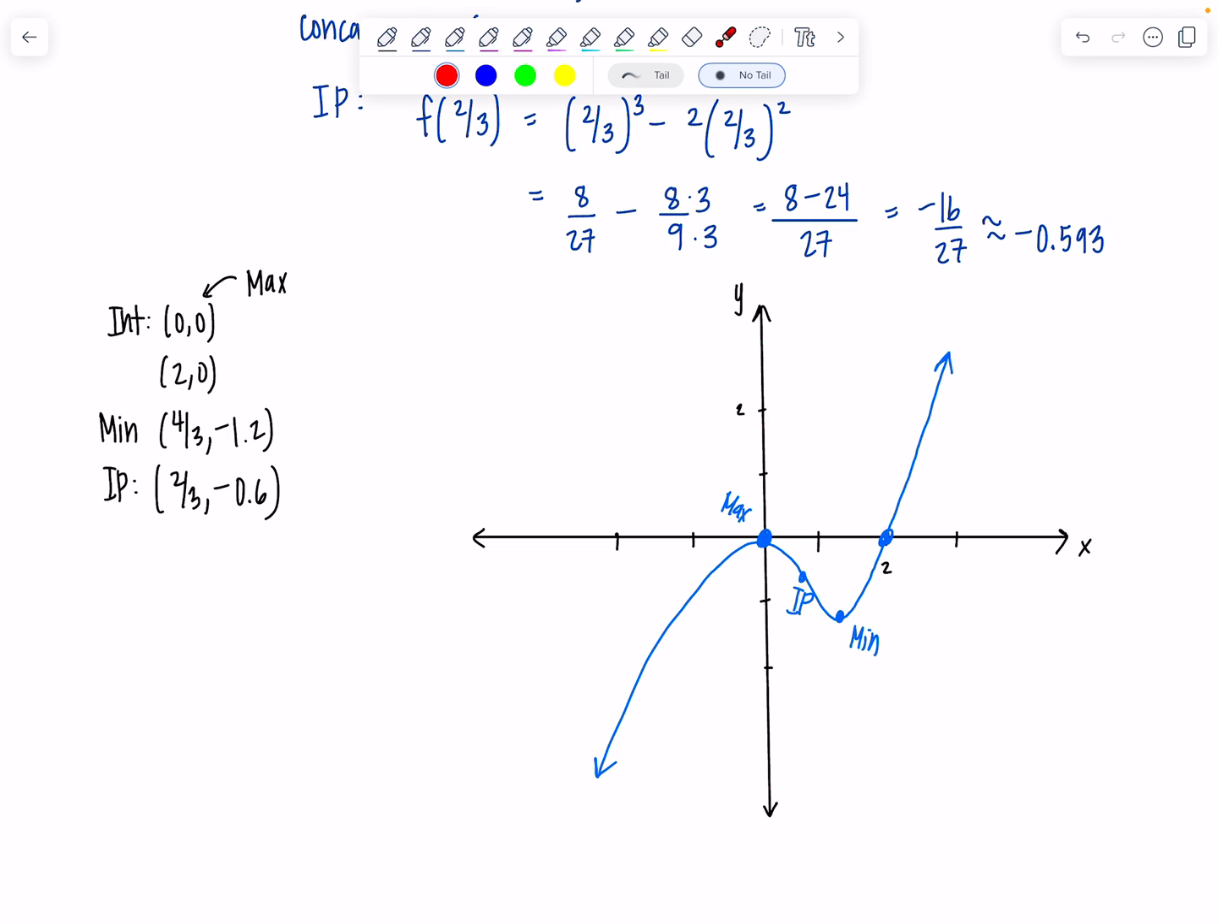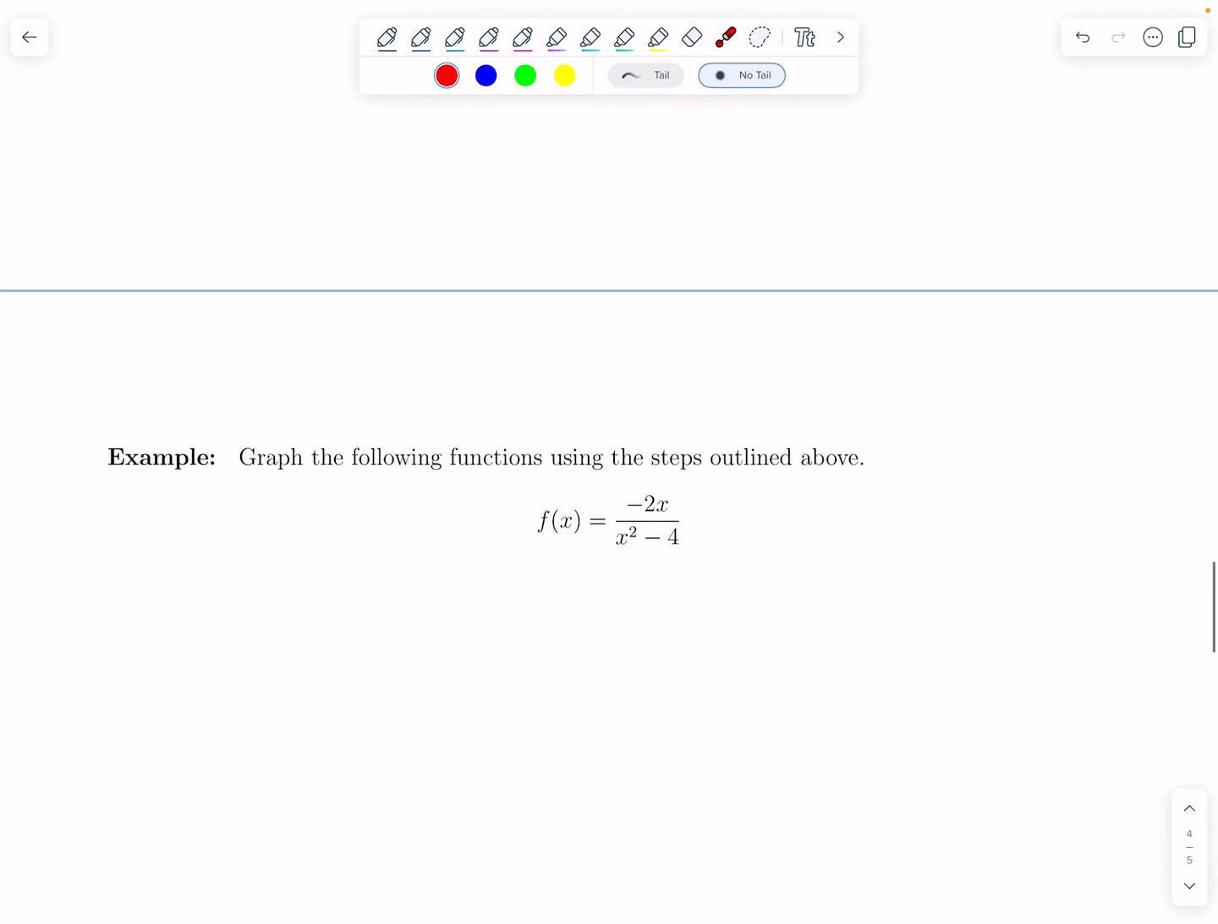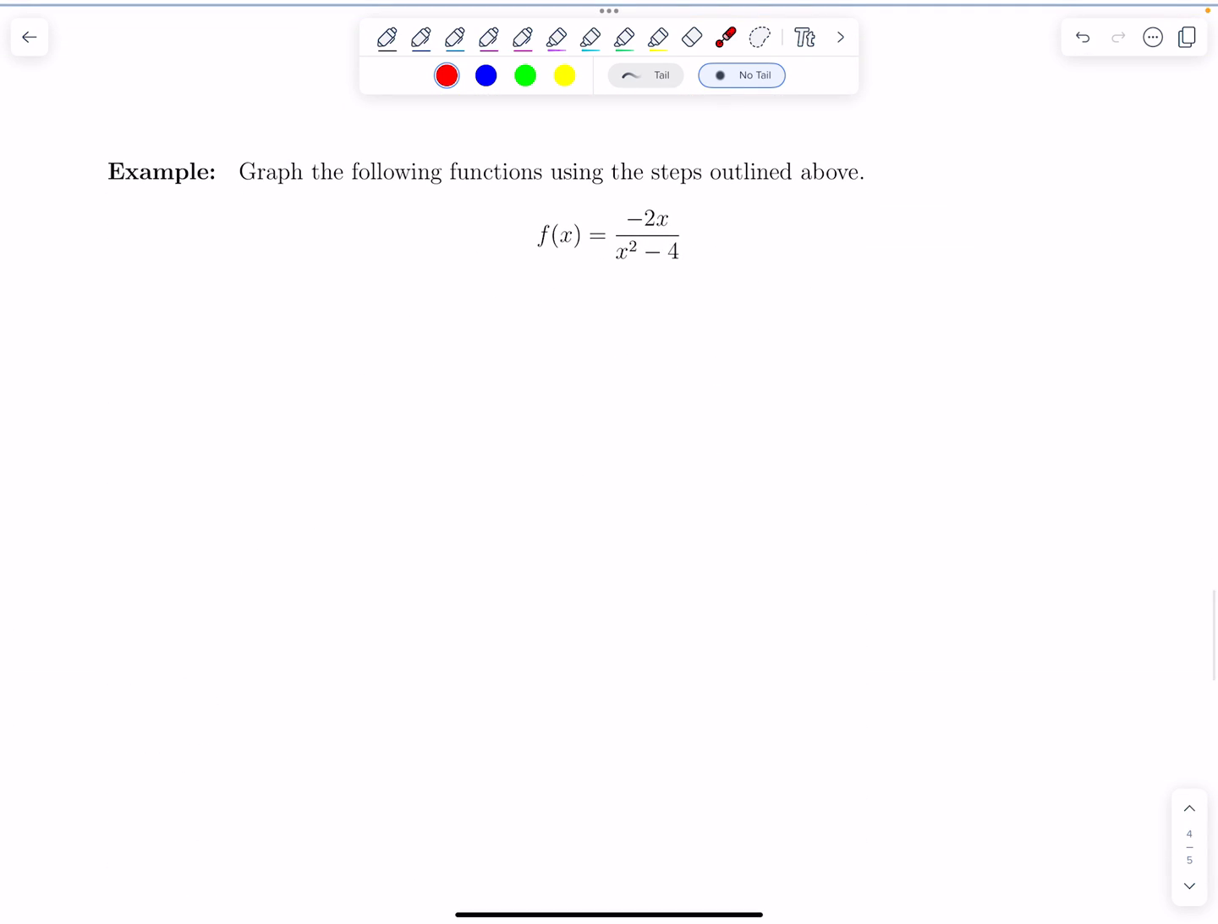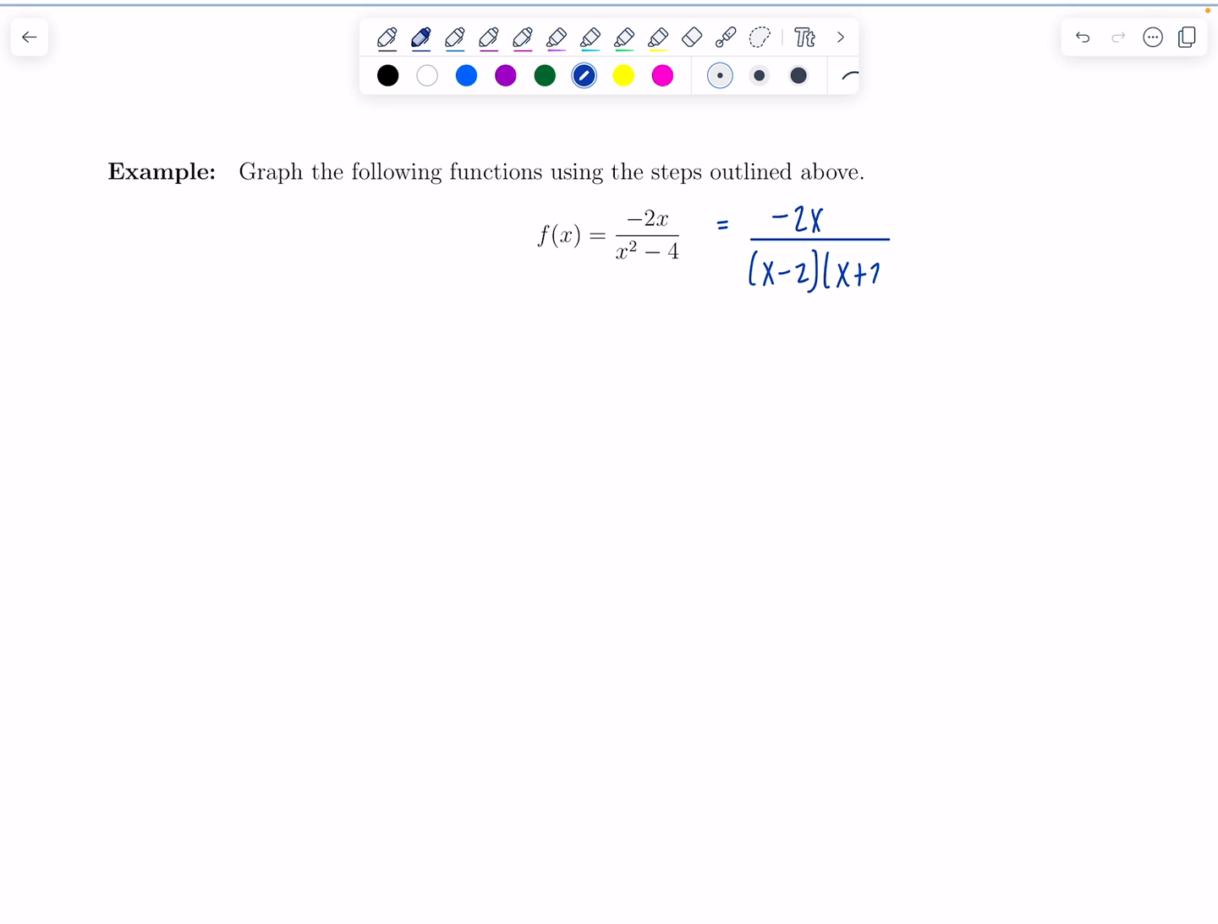All right, shall we try one more? Yes, we have to take up the difficulty level just a wee bit, right? The difficulty needs to increase. So here we go. Graph the following functions using the steps outlined above. f(x) is negative 2x over x squared minus 4. So first, let's factor the denominator, because remember, we need to find the domain and all that stuff. And since we have a rational function here, we have to pay attention.